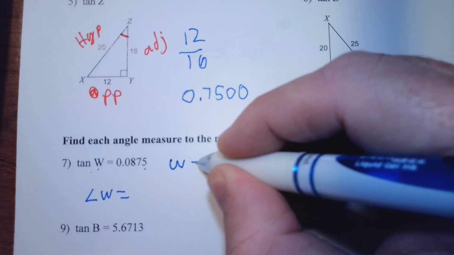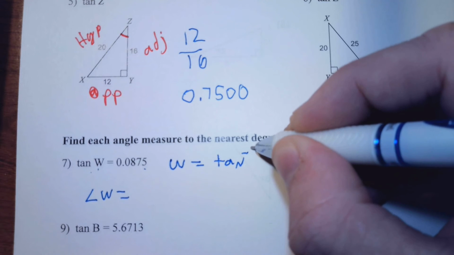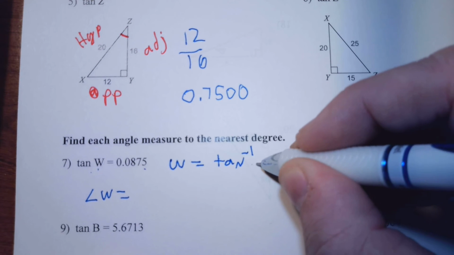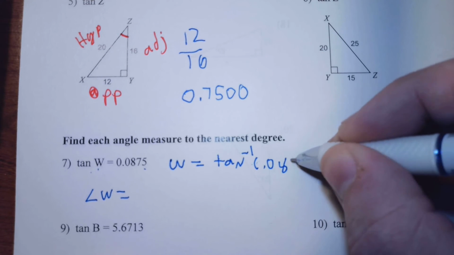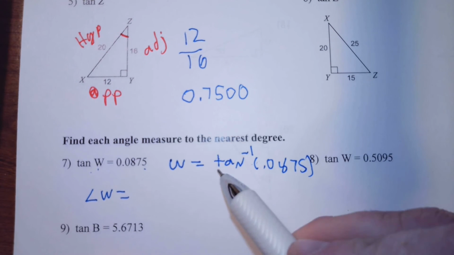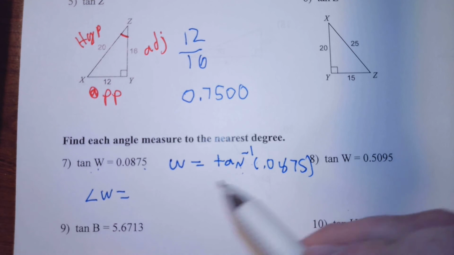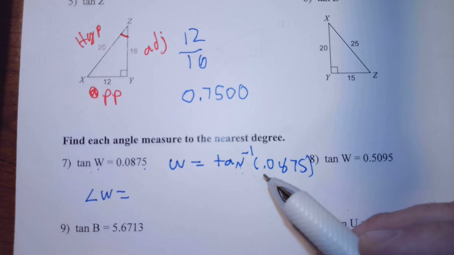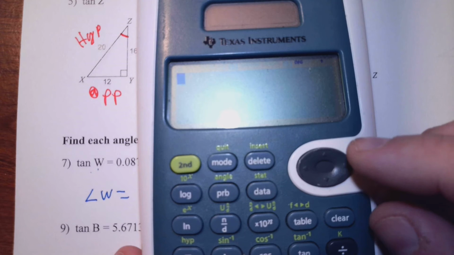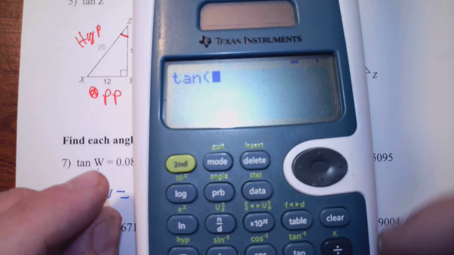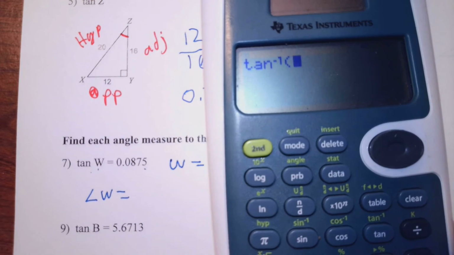W equals tangent -1, and then I'm going to put in 0.0875. Okay, this is the inverse of tangent. Basically the tangent equals that, so the inverse tangent would equal the angle. This is how you do inverse tangent, just like everything else. The opposite of tangent would be second tangent, and then I just type in those numbers.